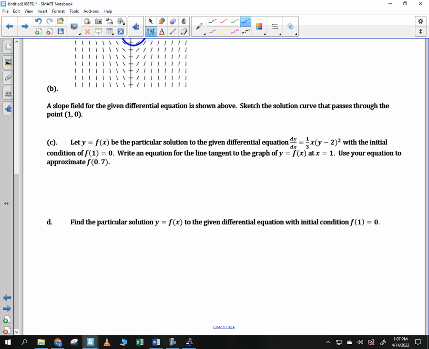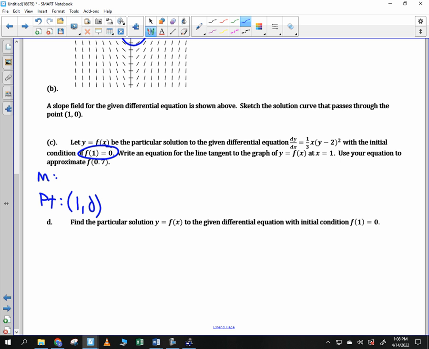I want you to focus on just the main part. What is the question asking you to do? Write an equation for a line, which means you need slope and a point. So try to filter out all the other things that are confusing you and focus on what it's asking you. Get my point? All right. So you tell me, what is the point that it passes through? Good. 1, 0. Initial condition. That tells us something that passes through.